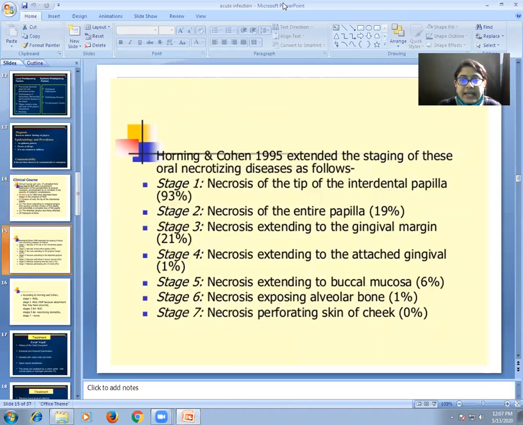Later, in 1995, Cohen et al. described these stages in more detail. He divided necrotizing ulcerative gingivitis into stages. The first stage is necrosis of the tip of the interdental papilla. The second stage of the disease is necrosis of the entire papilla.